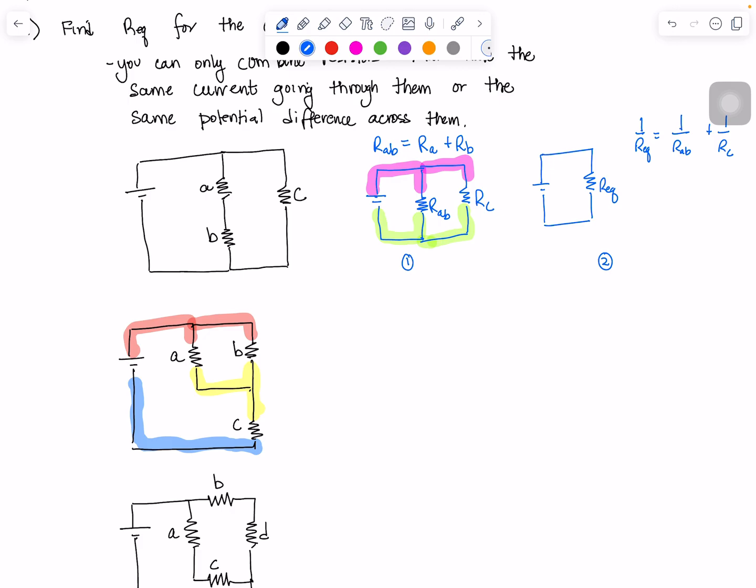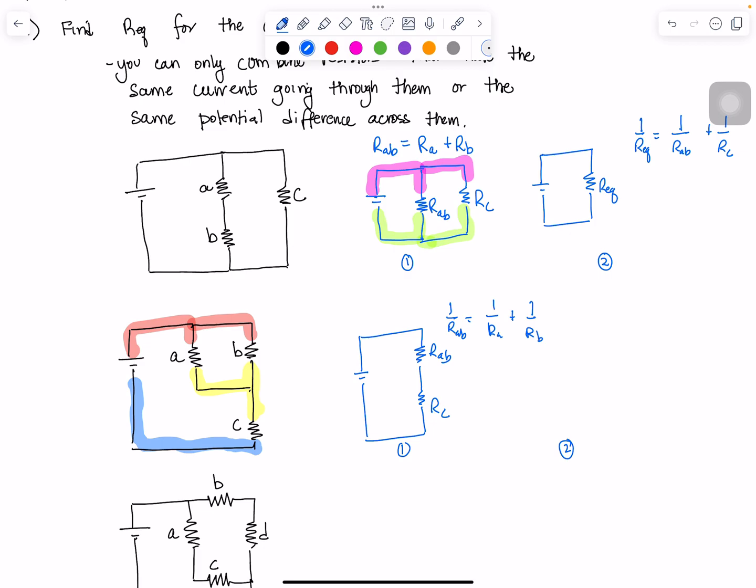So my first circuit that I'm going to draw is going to be combining RAB, so that's going to be RAB, and then I'm going to have RC. RA and RB are in parallel with each other, so 1 over RAB is equal to 1 over RA plus 1 over RB. So that would be my first circuit. And then for the second circuit, to get Req, RAB and RC are in series.